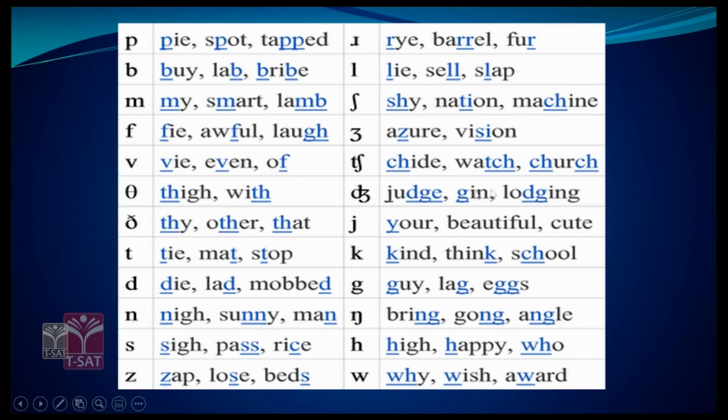And ch as in child, watch, church. J as in judge, gin, lodging. Y as in yaw, beautiful and cute. K as in kind, think, and school. G as in guy, lag, and eggs. Ng as in bring, gong, angle. The phoneme ng doesn't occur in word initial position in English language. And h as in high, happy, and who, and w as in why, wish, and word.